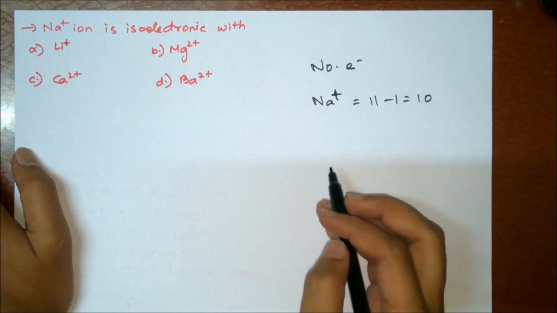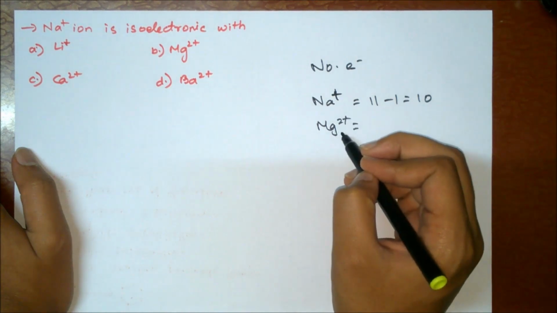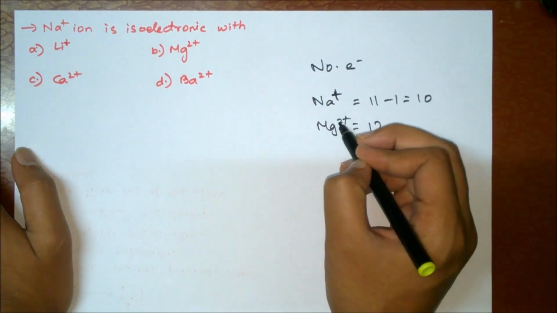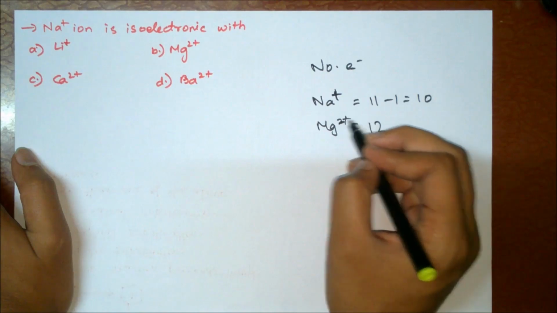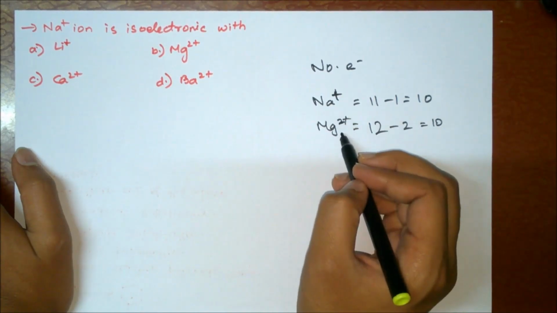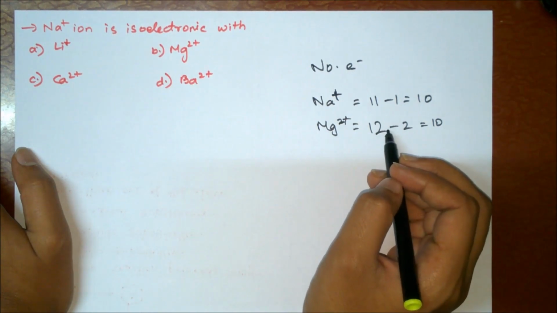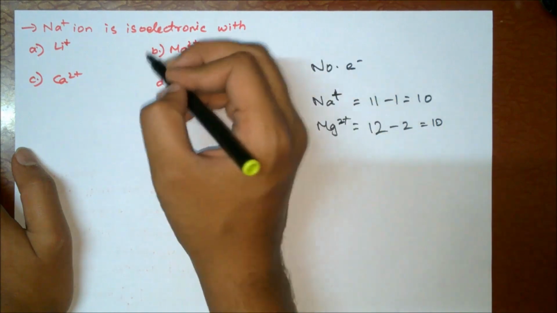Of all the species, magnesium ion, atomic number of magnesium is 12 and 2 electrons are removed, plus 2 charge, so minus 2, which is equal to 10. As Na+ and Mg2+ ion both have 10 electrons each, so both are isoelectronic species. Option B.